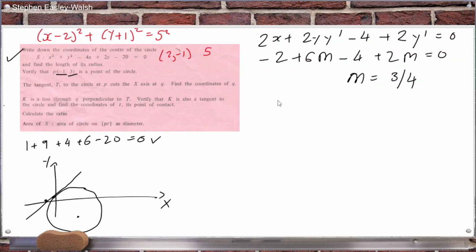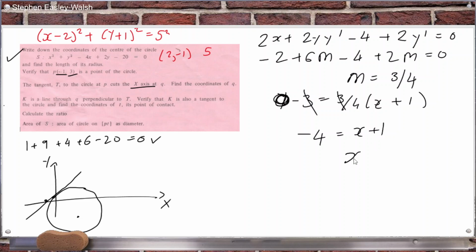So the equation of the line is y minus y1 equals m times x minus x1. But it's where it crosses the x-axis, so that means y is 0. The 3's cancel. So you get minus 4 equals x plus 1. So x would be minus 5 and y would be 0. So that is the point Q.